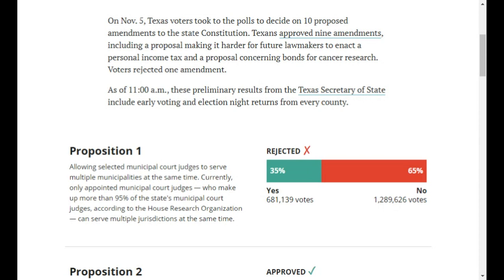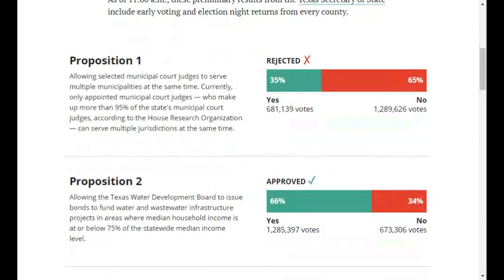From a money viewpoint, it would have made sense to allow judges to serve more than one municipality, but then there are questions about legitimacy and things like that, so the voters said no to that. Proposition 2 allows the water board to basically fund water projects in very low income areas across the state. So areas like the Rio Grande Valley would have the ability to apply for a bond to help with issues like water quality, drainage, and so on.